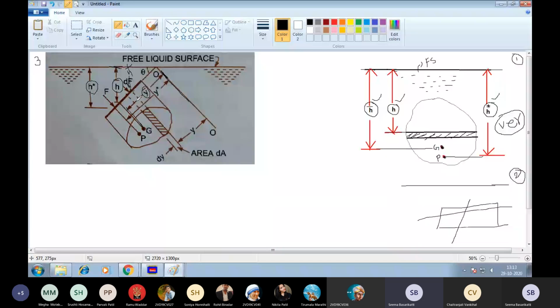Where, as in the previous case, dF is nothing but the force acting on this strip, that will remain constant. Whether you keep it vertical or inclined, the force exerted is taken as dF itself. Whereas the thickness of the strip I have taken as dy, and the area of the strip is taken as a. Okay, understood up till here, my dear students? Yes, ma'am. Okay, so now let us derive the equation.